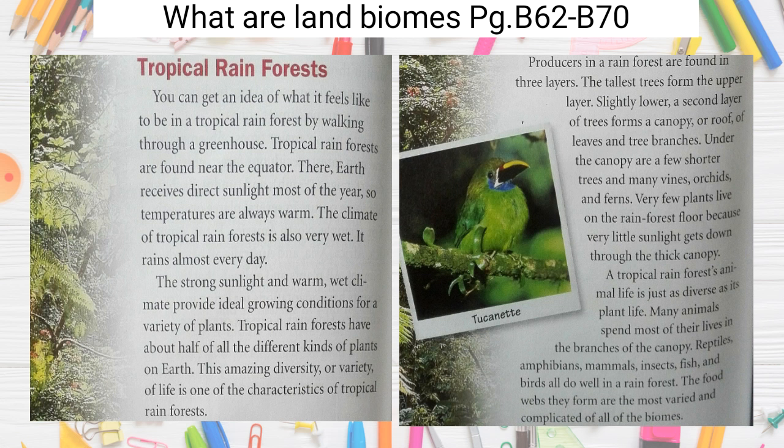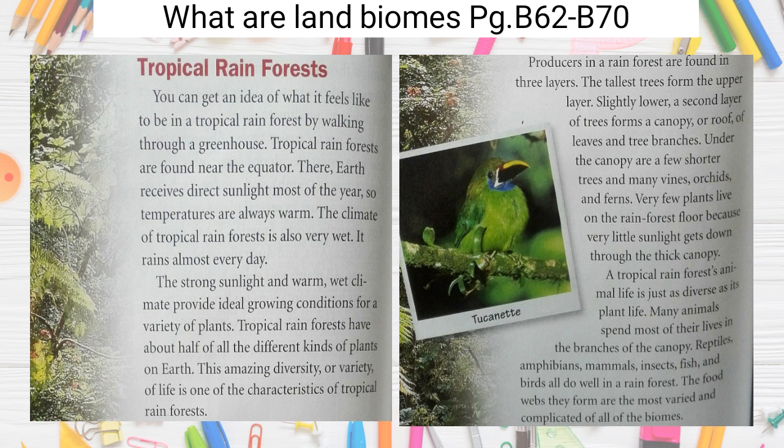The strong sunlight and warm, wet climate provide ideal growing conditions for a variety of plants. Tropical rainforests have about half of the different kinds of plants on Earth. This amazing diversity or variety of life is one of the characteristics of tropical rainforests. Producers in a rainforest are found in three layers. Remember, producers are plants.